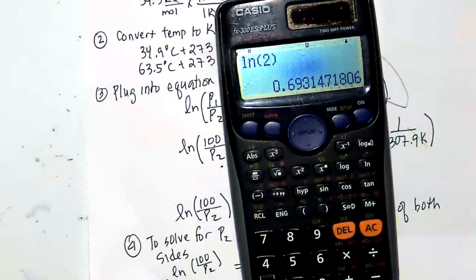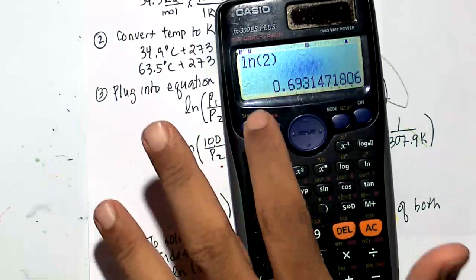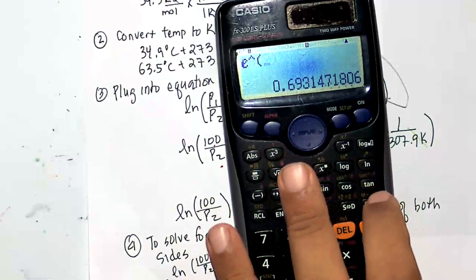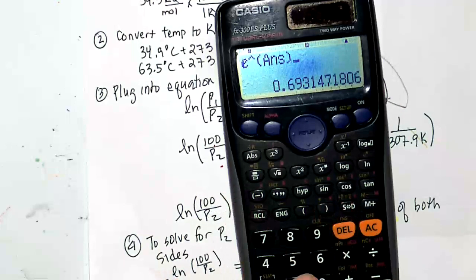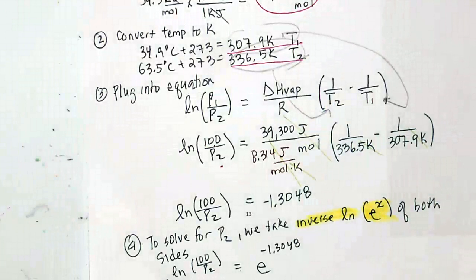Natural log of 2 is that. But now what I'll do is I'll take the inverse natural log. So you do shift, inverse natural log, and then this answer. And what should I get? I should get back my 2. So these are literally inverses.